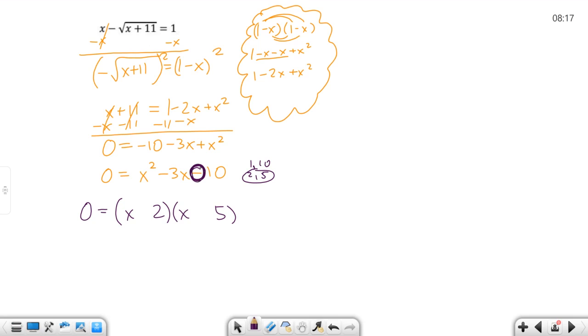The bigger number gets a negative. Which one's bigger? Well, 5 is bigger. The bigger factor gets a negative. So then 2 gets a what? A plus, because they're different. The only way to get a negative 10 is to have a plus and a minus there, right?